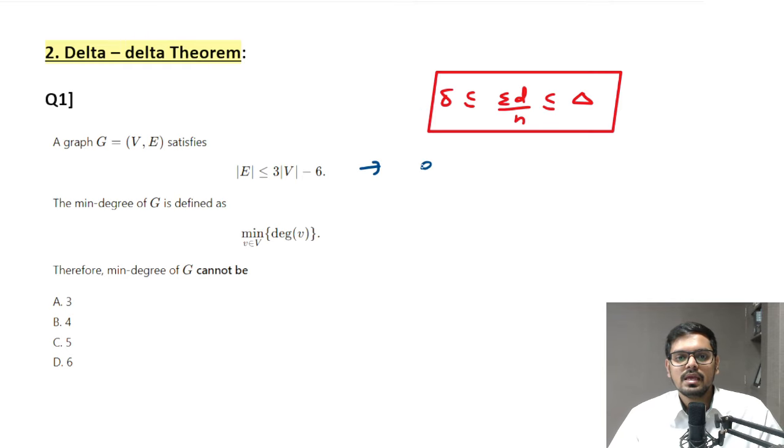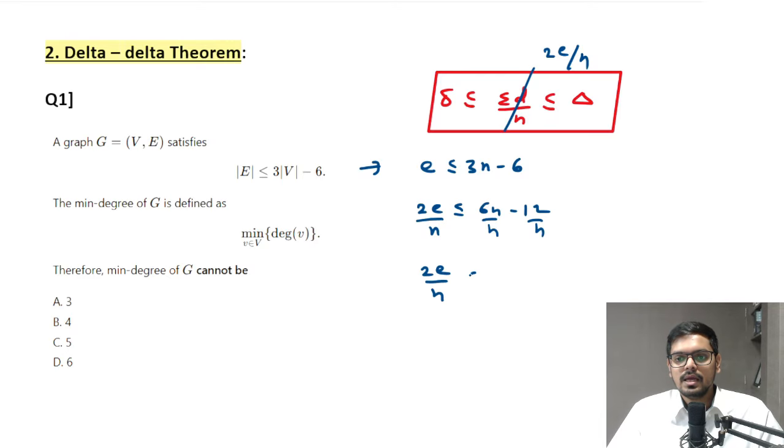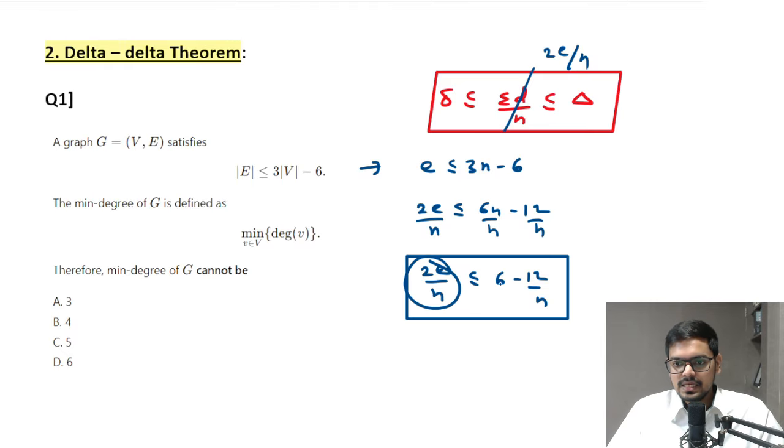So this is saying e is less than or equal to 3n minus 6, right? We are in search of what? This thing is 2e by n, right? So we are in search of 2e by n. How to get that? Multiply 2 on both sides, so we get 6n minus 12, and divide by n on both sides. So now 2e by n is less than or equal to 6 minus 12 by n. Okay, so we got the idea. 2e by n is less than or equal to this thing. So tell me the maximum possible value of 2e by n.